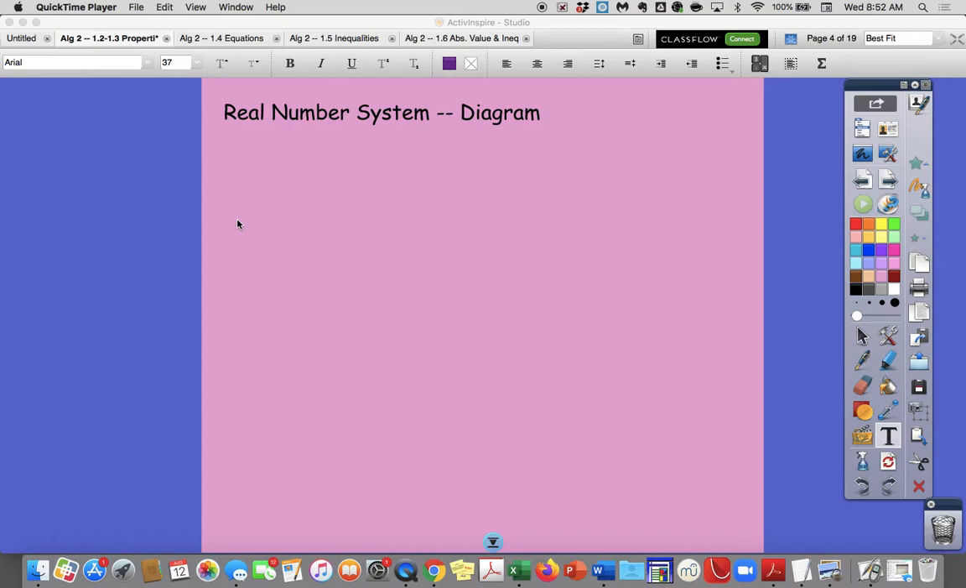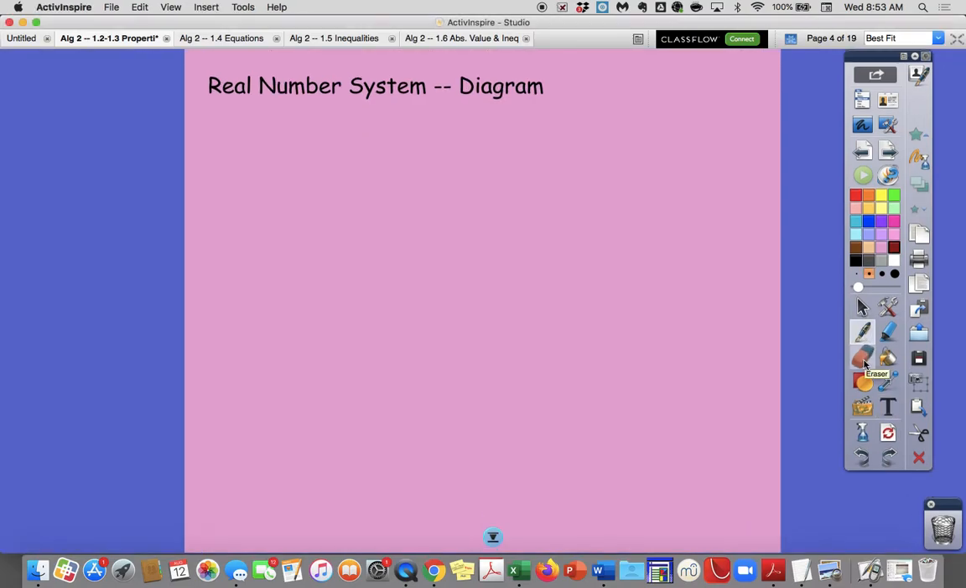The very first thing that we will do is talk about the real number system, and then we'll transition into algebraic expressions. So the very first thing is the real number system. You've got to know how it's all structured. So this is just going back and thinking about how you learned numbers and how it's built. We're going to use a diagram to show you subsets.